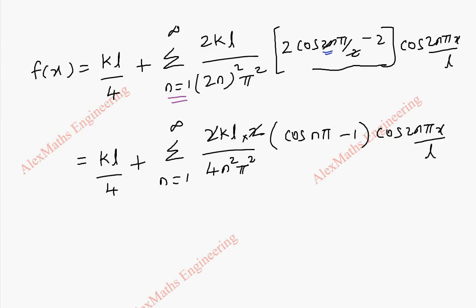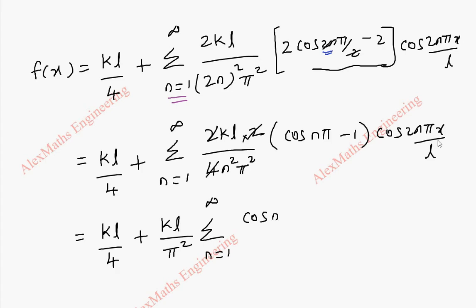So this 2, 2 and 4 we can cancel, and constants can be taken outside. So kl by 4 plus constants are kl by pi square. Now we have summation n is from 1 to infinity. We have cos n pi minus 1 into cos 2n pi x by l. So this is the required Fourier series, the half range cosine series expansion for the given function f of x.